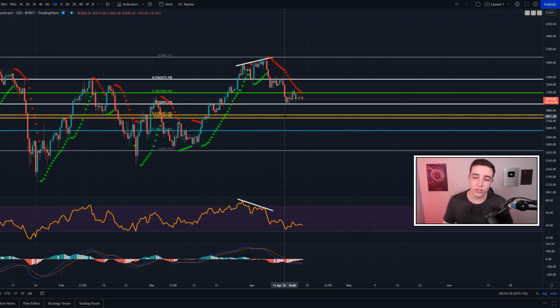And on this 12-hour time frame, I've drawn the Fibonacci retracement tool from this March low up to the local high, and that places the golden pocket at around 2.8k as a major level of support. And we do have this short-term level of support at the 50% level, coming in at around 2,950.